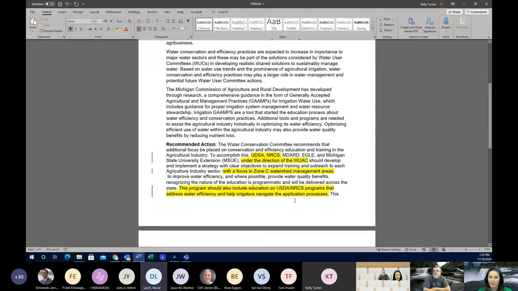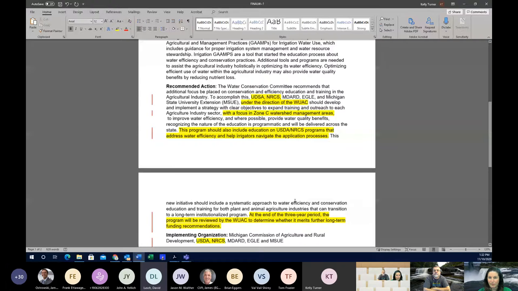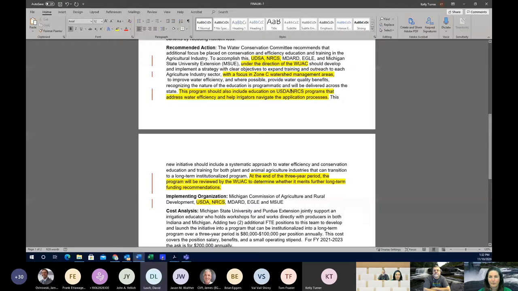So as an example, in that final sentence on that paragraph, you shouldn't have a slash there between USDA and NRCS. It should be a comma, assuming that there are no conservation programs delivered by other USDA agencies. Thanks. Dave, that's a good point.